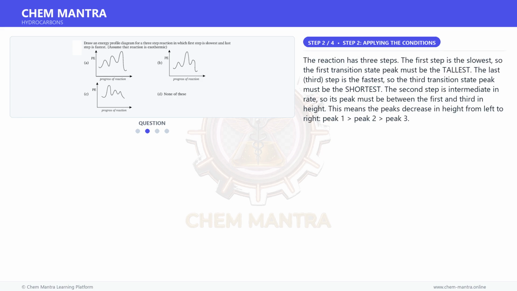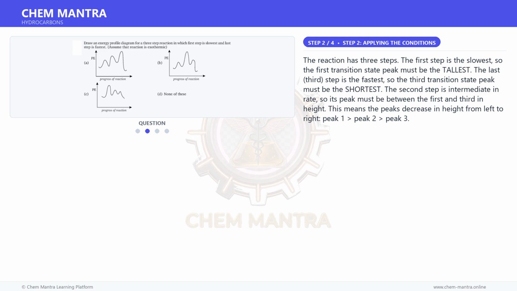Moving on to the next step. The reaction has 3 steps. The first step is the slowest, so the first transition state peak must be the tallest. The last, third, step is the fastest, so the third transition state peak must be the shortest.